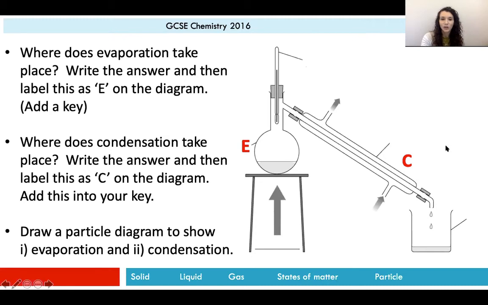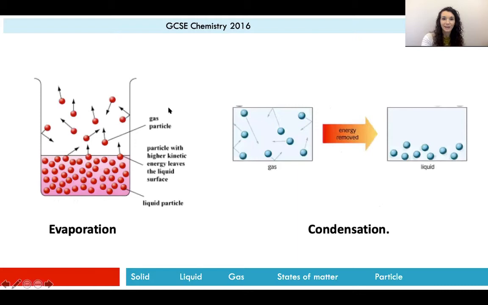And the particle diagrams that I found to show evaporation and condensation are here. So here we've got evaporation. The particles in a liquid are gaining energy, and as they gain more thermal energy from heat, they're gaining more kinetic energy, they're moving around more, the space between them is increasing, and they're leaving the liquid to evaporate or turn into a gas.